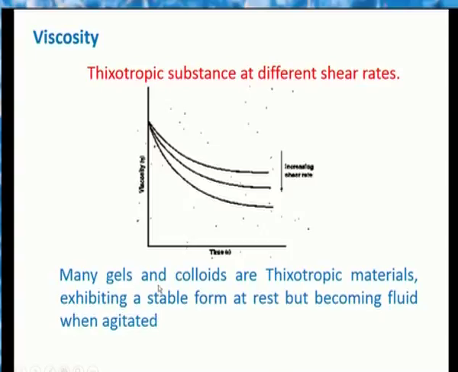A typical thixotropic substance at different shear rates, you could see all depends on time, and many gels and colloids like your toothpaste are examples of thixotropic material, which will be in stable form at rest, but become fluid when it is agitated. Now, with respect to viscosity, there are a number of terms to describe viscosity like constant viscosity, apparent viscosity. All these viscosity data are derived from the shear stress versus shear rate curve.